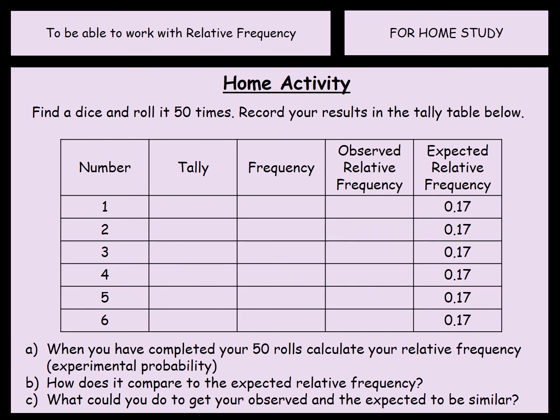Then I want you to think how that relates to this. So does your observed relative frequency look like the expected value? Bear in mind that the chance of getting each of these is 1 out of 6. So we would expect 1 divided by 6, 0.17. We've rounded that to 2 decimal places, but fundamentally 0.17. How does it compare? And what could you do to get your observed values closer to the expected values? Now, once you've done it, you might want to do it 50 times. If you're really bored and you want to do it more and more times, hopefully you should get closer and closer to these values here.